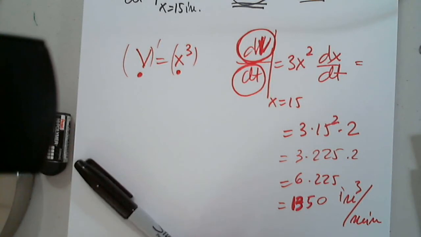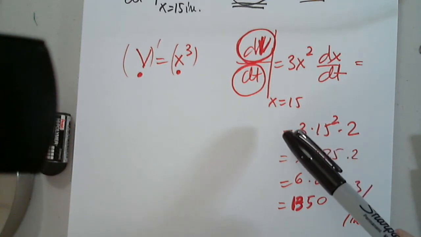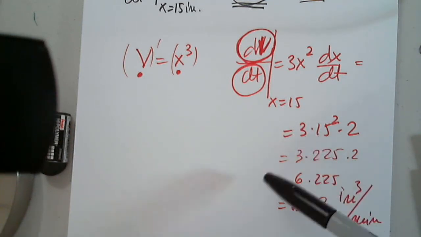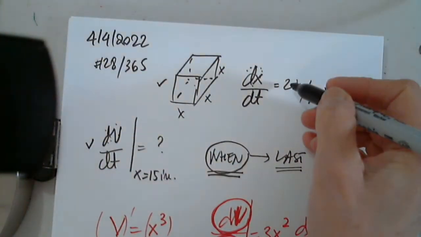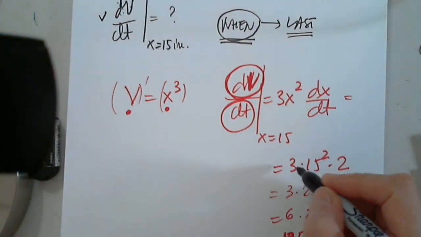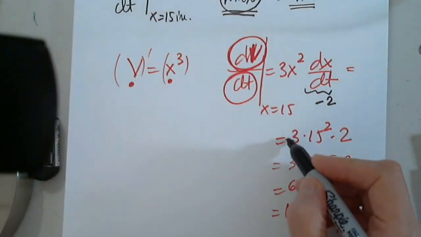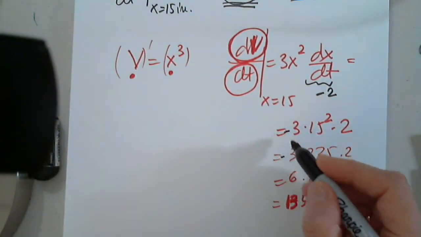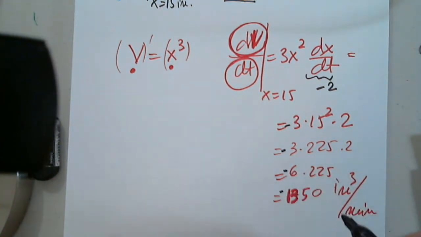Yes, Brandon, can you repeat your question? For mine, I looked at the question, it was asking the rate, so I put negative, so minus 1350 cubic inches per minute, because this is decreasing. That's why I put negative. So yes, because this is negative 2. Correct. Thank you so much.